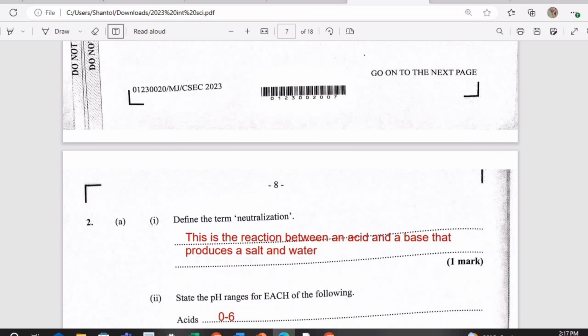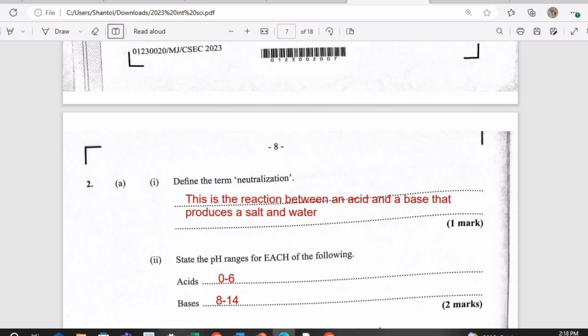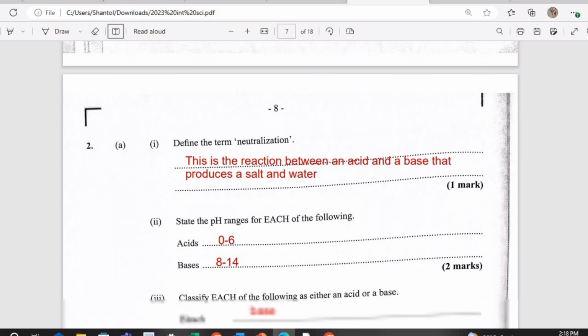The second part of the question says to state the pH ranges for each of the following. So acids and bases, the pH range for acids would be from 0 to 6. And for bases, it would be from 8 to 14. Remember, you cannot include 7 in acids or bases because 7 is neutral. Acids would be from 0 to 6, then bases begin at 8 and continue to 14, but 7 is the point of neutral pH. So those would be your correct answers.